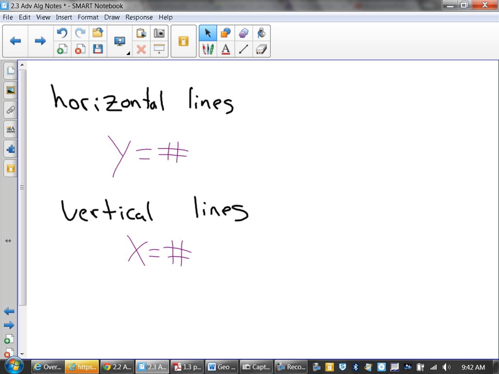And one of those two is not a function. Which one? Vertical, very good. Obviously, it doesn't pass the vertical line test.